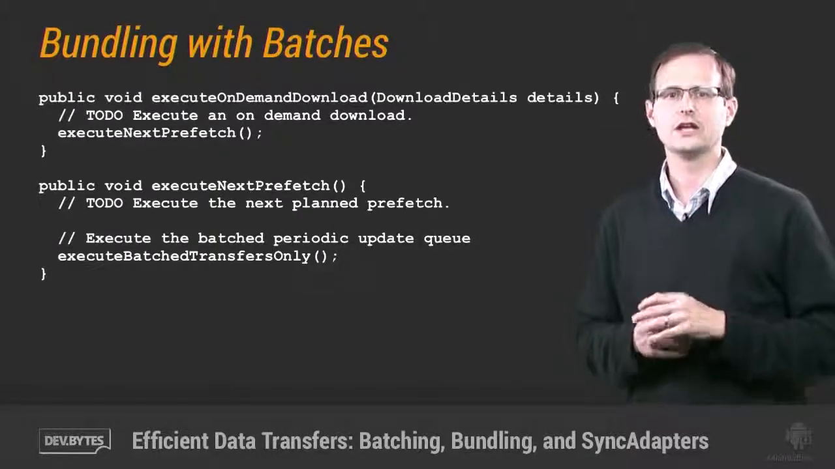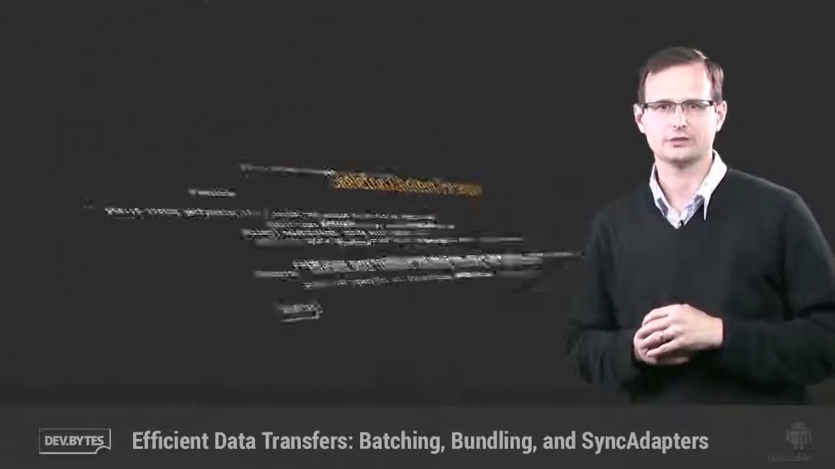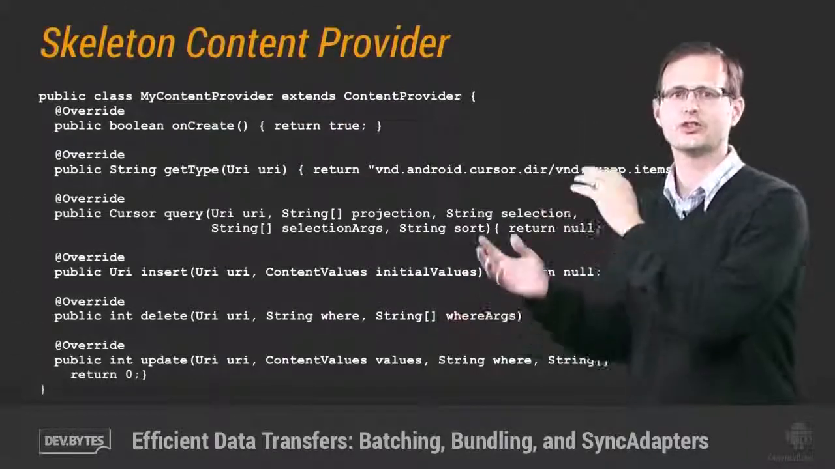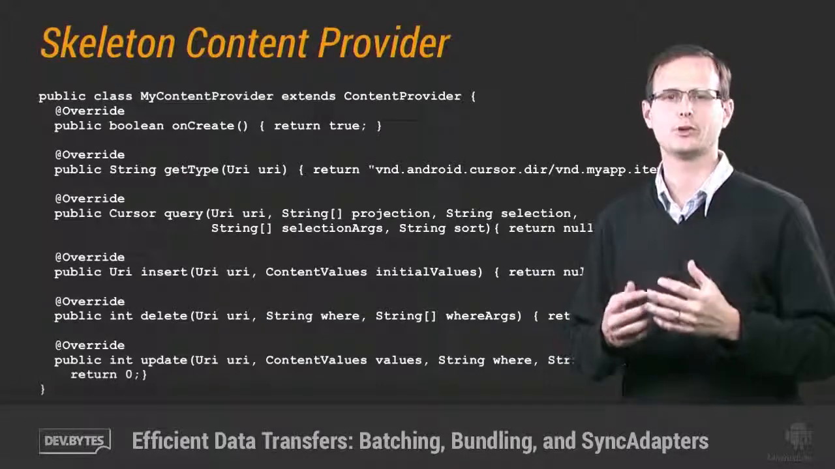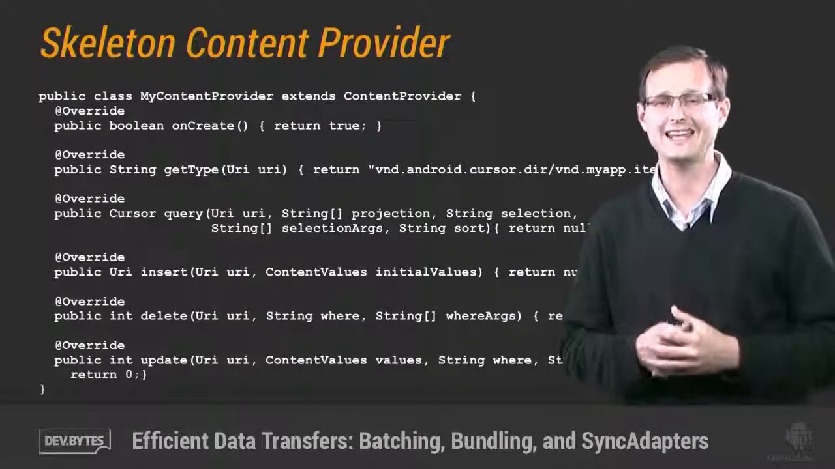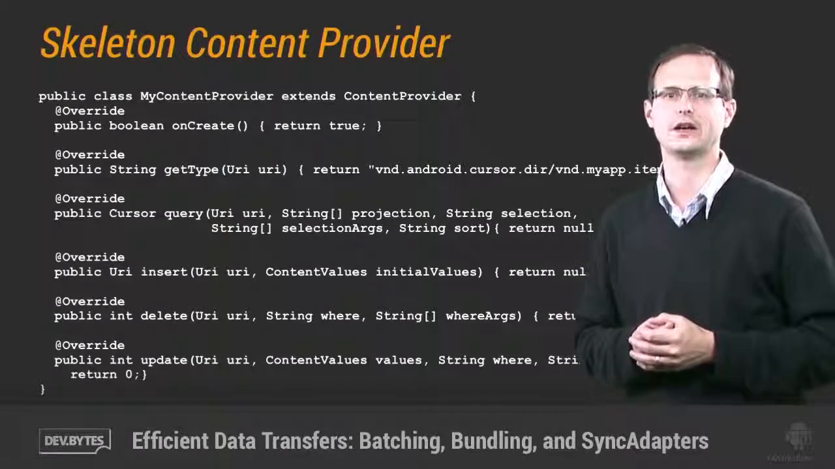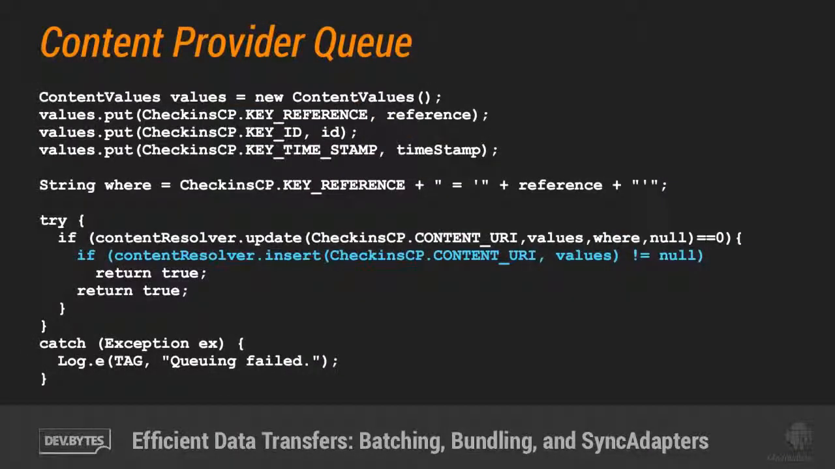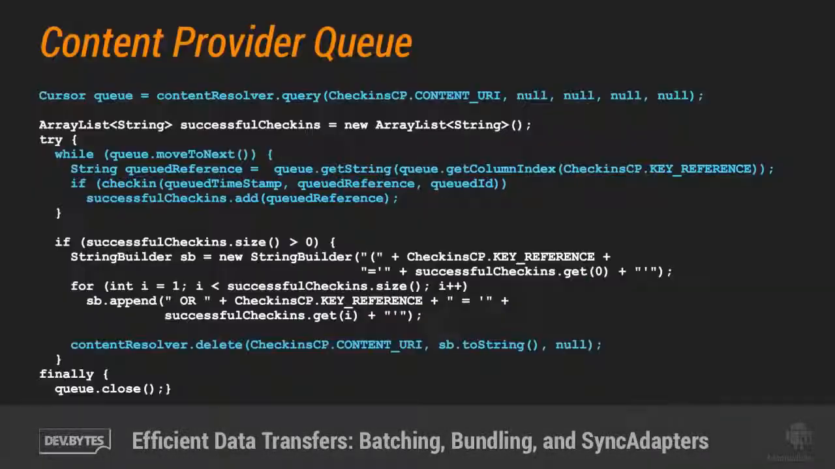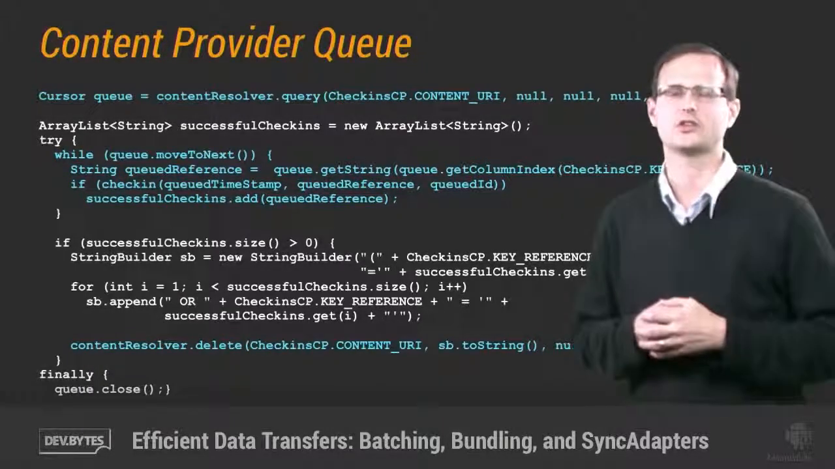The best solution is using a content provider. This skeleton implementation shows the basic query, insert, delete, and update methods that you would need to implement. A content provider can be backed by any data store, but most commonly an SQLite database. Now, rather than implementing a batch queue, you can insert data into your content provider, and then when your next transfer begins, query it for pending transfers and remove successfully transmitted data from that queue.